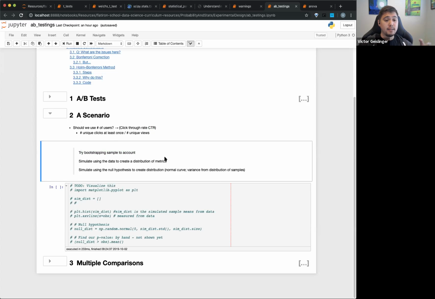Bootstrapping. So basically that means you take a sample and you randomly select from that sample, and you simulate, essentially saying, okay, this is my new sample from that sample, with replacement. So you would get some copies and stuff like that. But the idea is hopefully your sample would be more representative of the population, and then simulate the data to create a distribution of metrics.